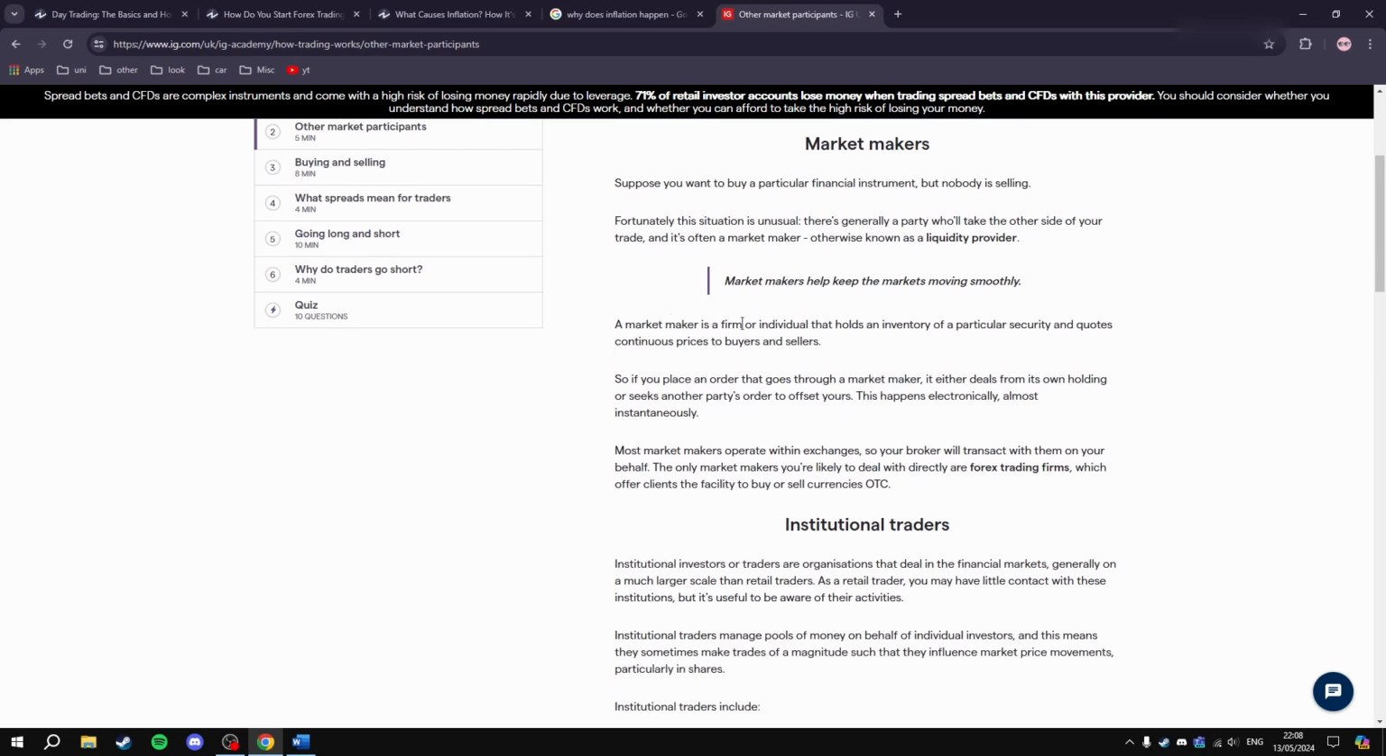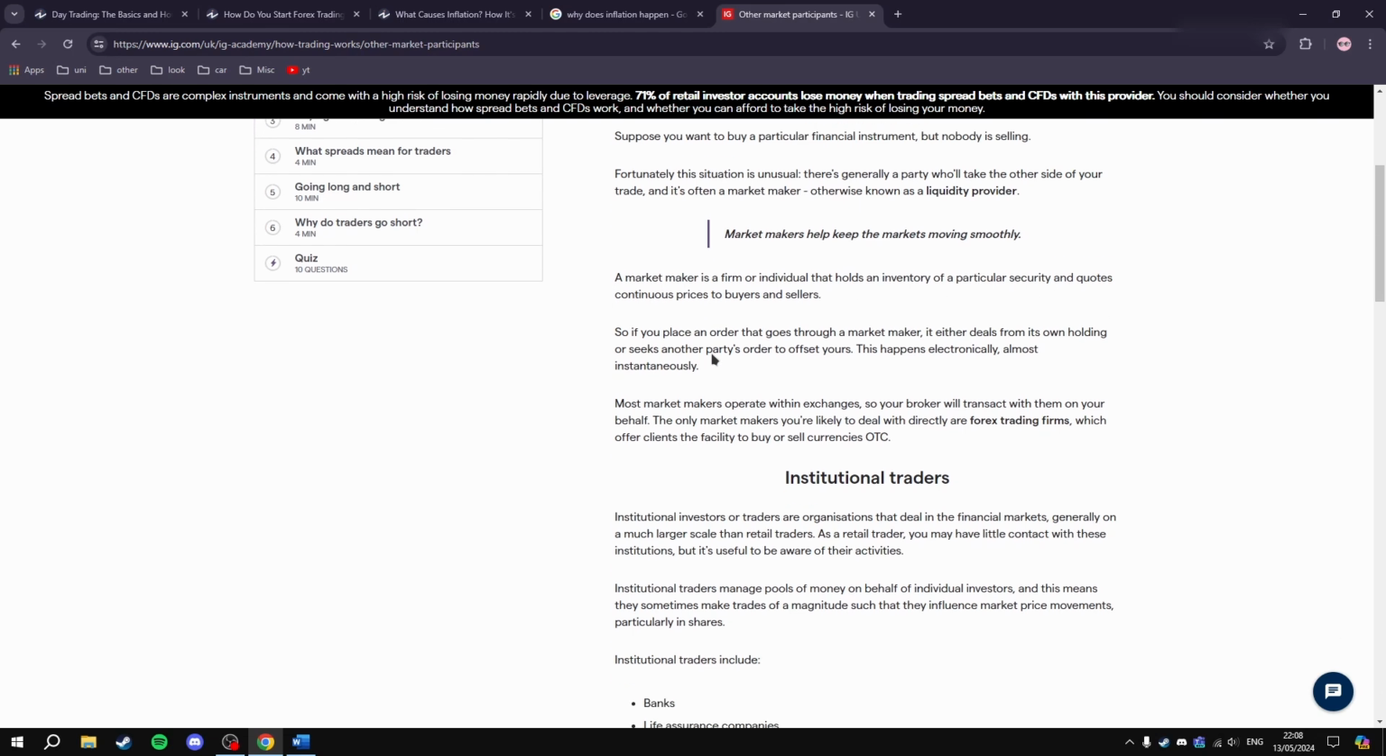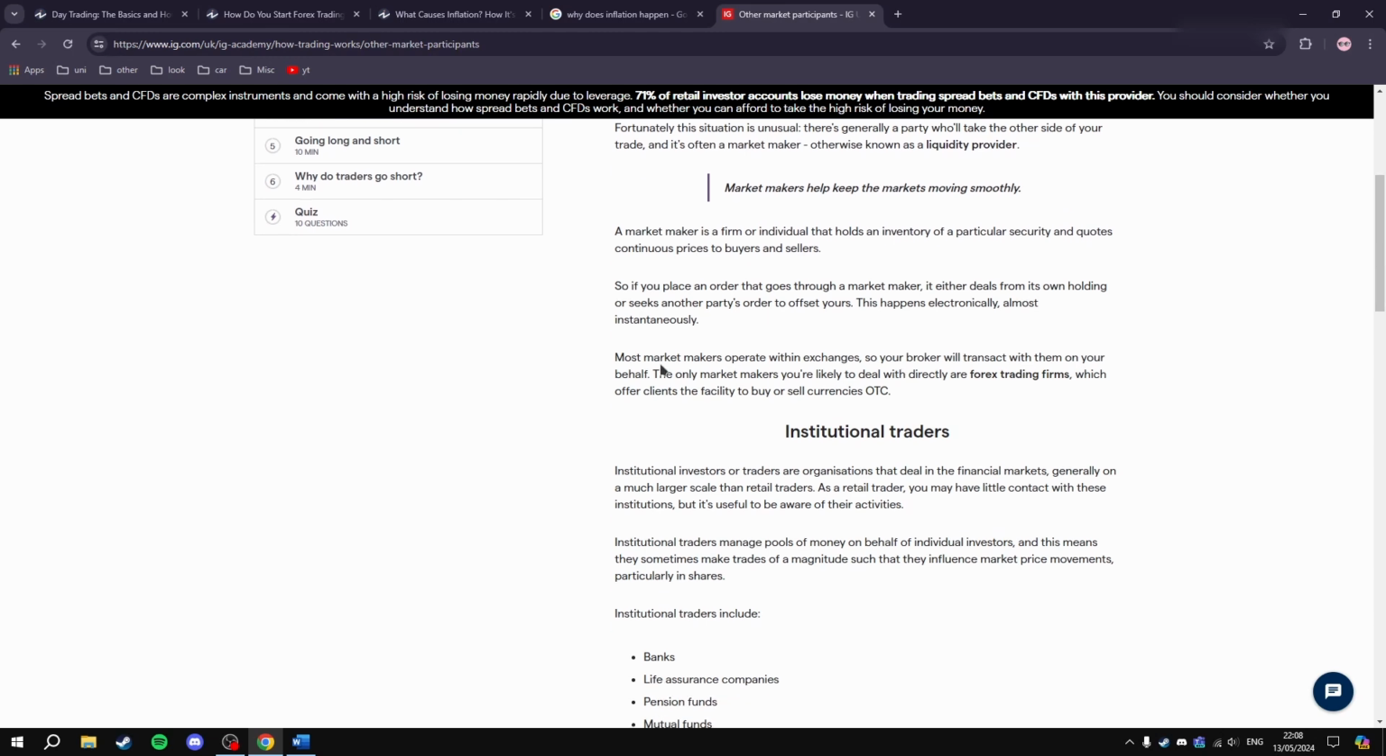A market maker is a firm or individual that holds an inventory of a particular security and quotes continuous prices to buyers and sellers. So if you place an order that goes through a market maker, it either deals from its own holdings or seeks another party's order to offset yours. This happens electronically almost instantaneously. Most market makers operate within exchanges, so your broker will transact with them on your behalf. The only market makers you're likely to deal with directly are Forex trading firms, which offer clients the facility to buy or sell currencies over the counter.